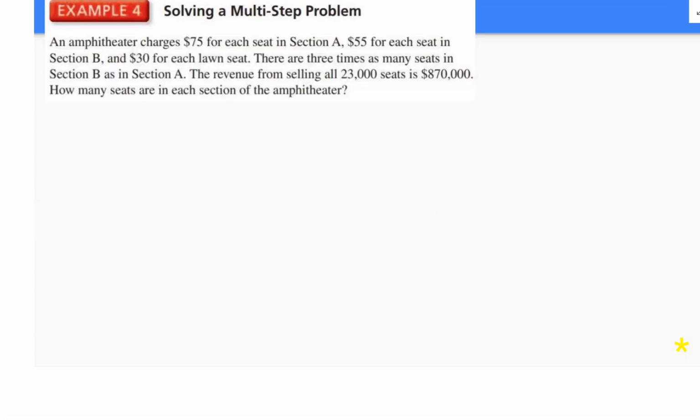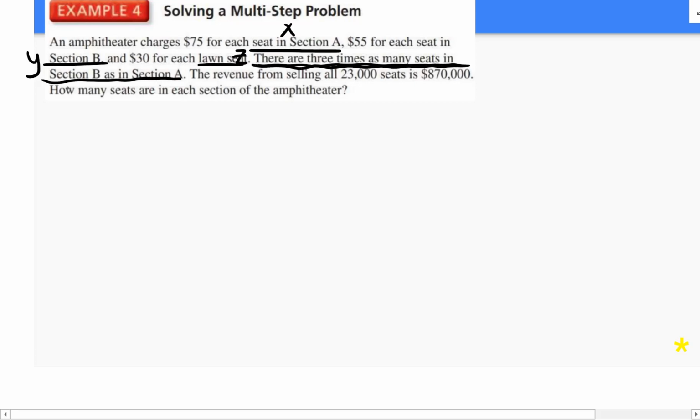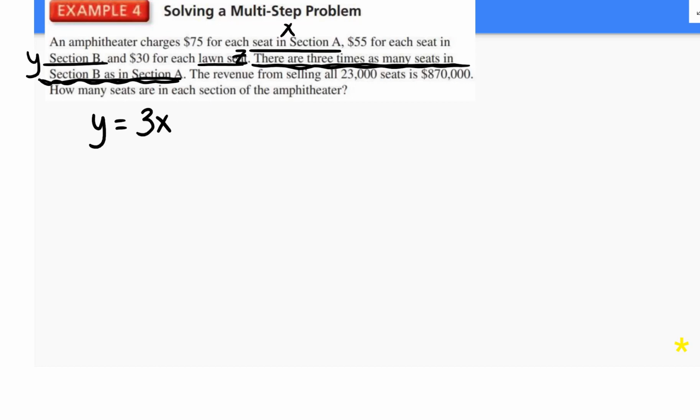An amphitheater charges $75 for each seat in Section A, $55 for Section B, and $30 for each lawn seat. There are 3 times as many seats in Section B as in Section A. So the seats in Section B are 3 times the amount of seats as are in Section A. The revenue from selling all 23,000 seats is $870,000. So we're going to need an equation that covers all the number of seats and then an equation that covers the cost of the seats.